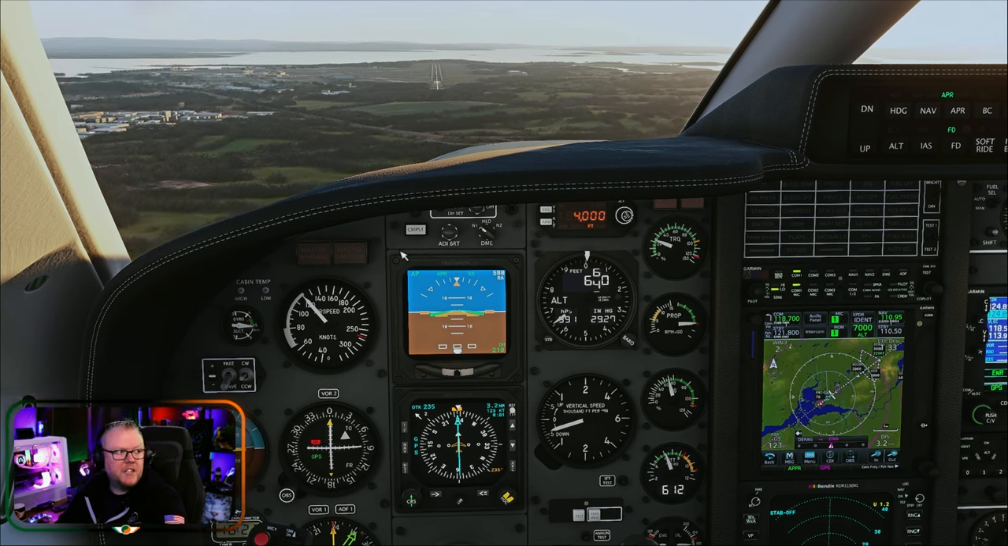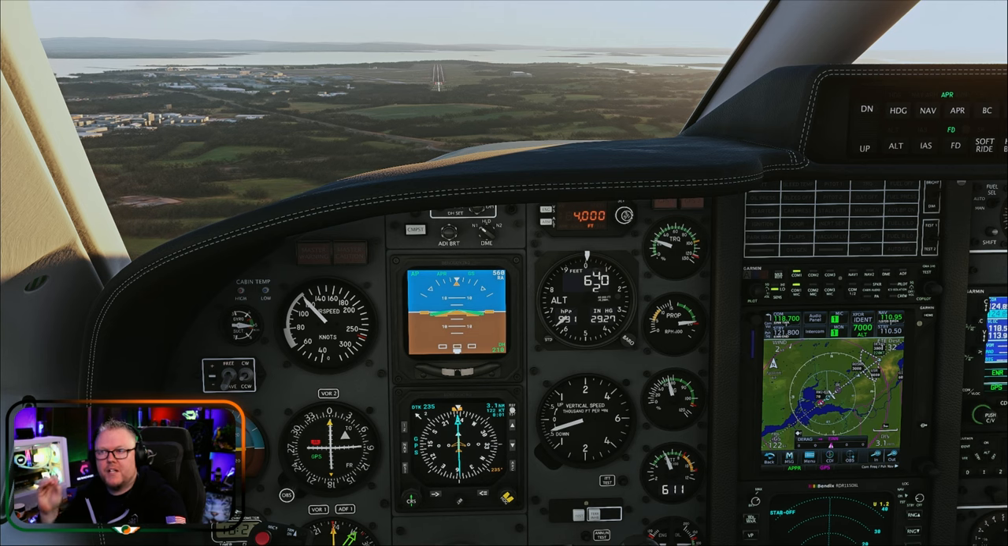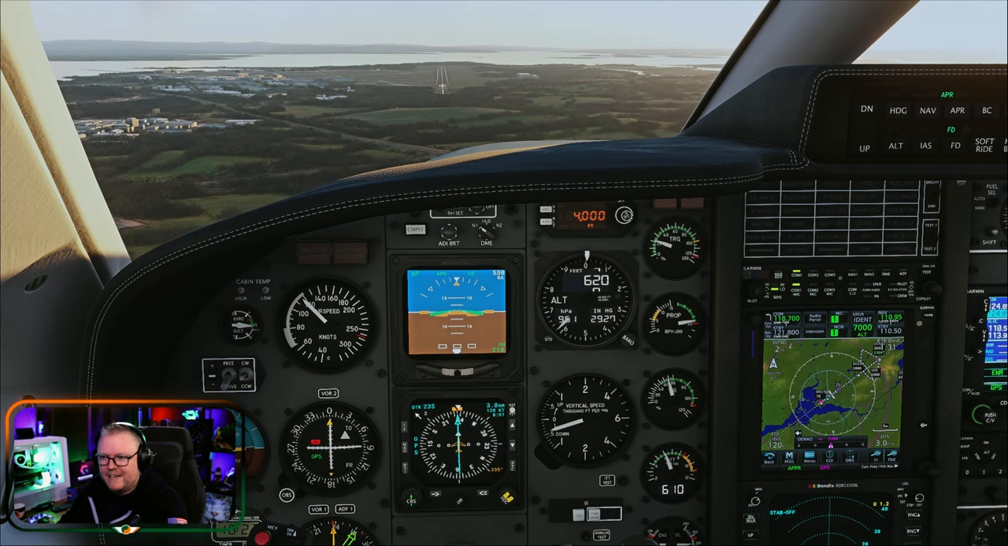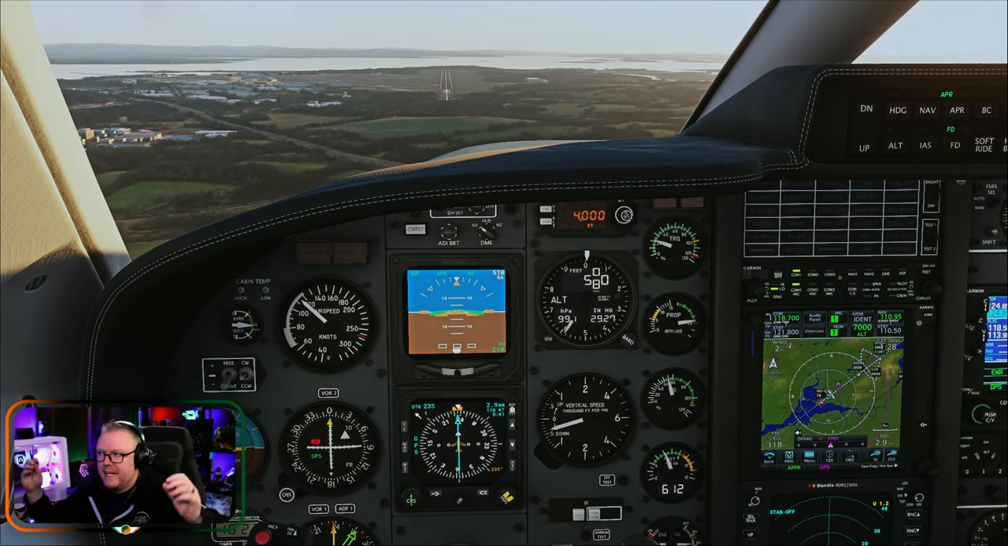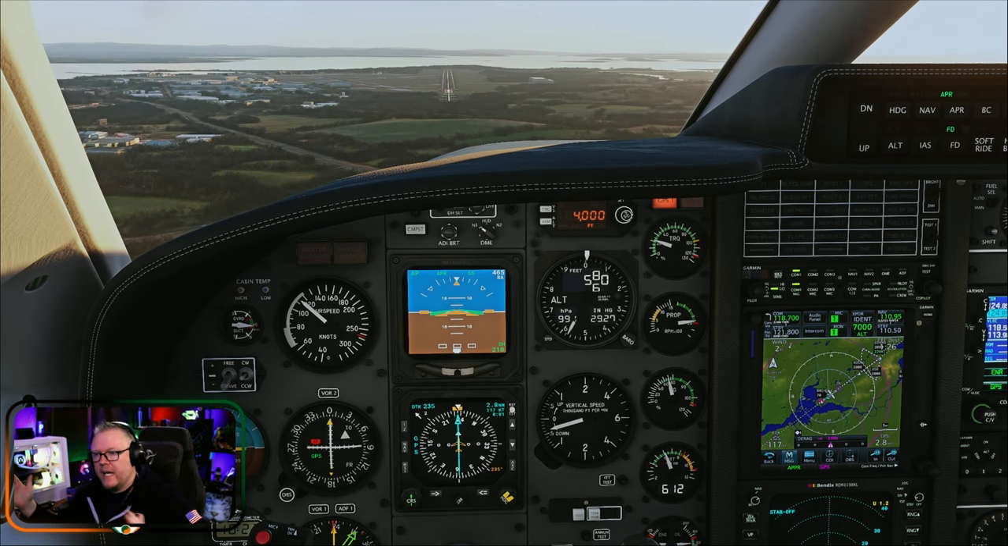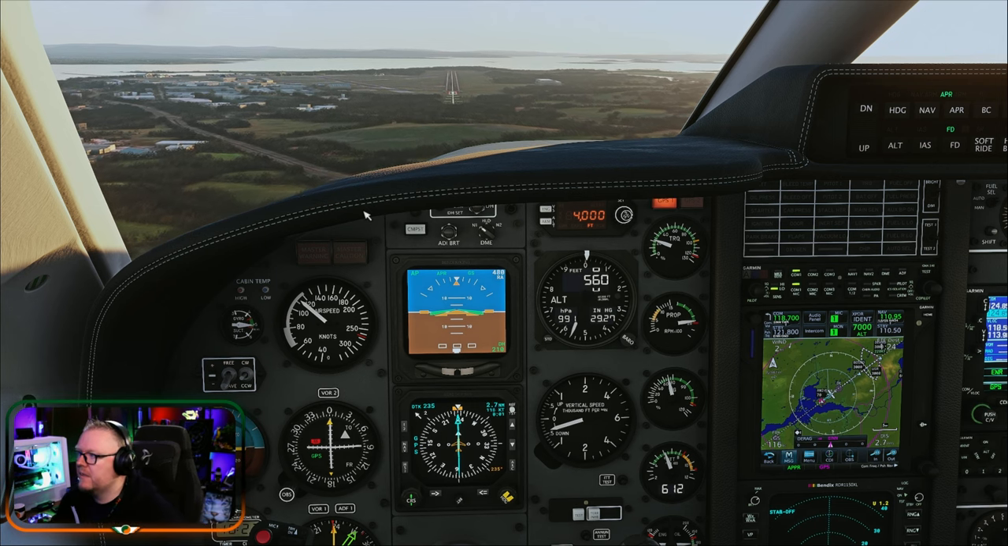So everyone else who's on UNICOM, lads, remember your spacing. Give the aircraft ahead of you a good 2 minutes before you start taking off. You need to maintain separation the entire way up. That's very, very important. All right?